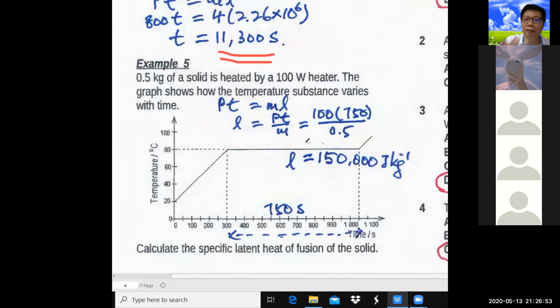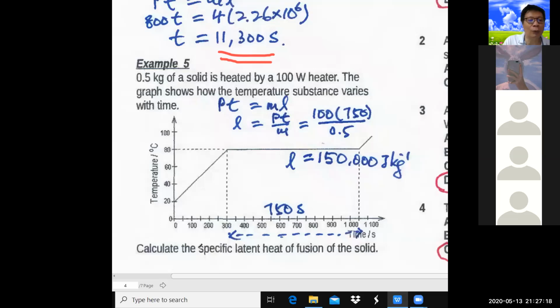The latent heat of fusion happens here. You remember or not? When latent heat is involved, it means no change in temperature, correct or not? So when the temperature stops changing, it means latent heat is involved here. So here is heat capacity, mcθ. Here is ml. So here is mcθ, remember or not? Okay.